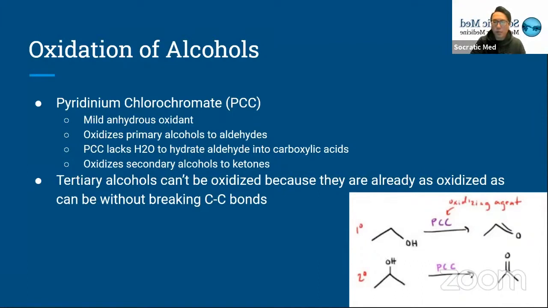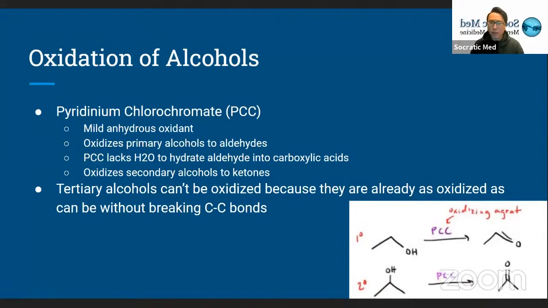So as you can see in the picture on the bottom right, the first primary alcohol, after using PCC, the oxidizing agent, it is able to form an aldehyde. And then for secondary alcohols on the bottom, after using PCC, it's able to make a ketone. And just as a general rule, you can't oxidize tertiary alcohols because they're the most oxidized they can be without breaking any carbon-carbon bonds. So we can oxidize secondary and primary alcohols, but not tertiary alcohols.